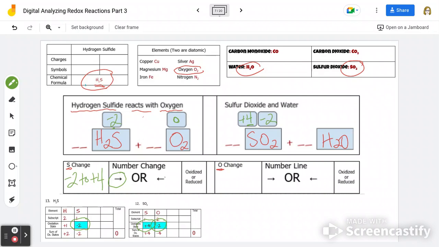And then if you look at oxygen, oxygen went from 0 to -2. So here's oxygen at the beginning of the reaction. Oxygen at the end of the reaction is -2. Again, if you think about money, if you go from 0 to -2, your bank account has decreased. So of the two, the oxygen has been reduced and the sulfur has been oxidized.